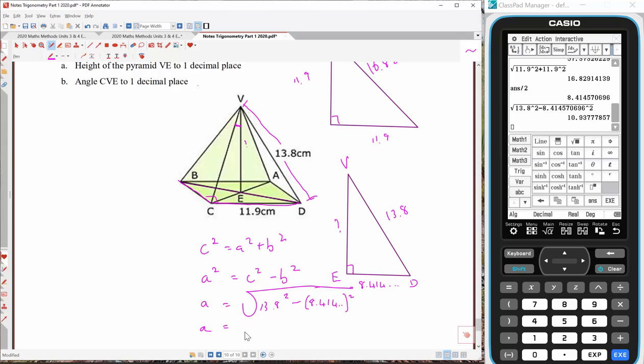10.93. So height of the pyramid VE, correct to 1 decimal place, is 10.9 centimeters, rather small pyramid. Angle CVE. So angle CVE is going to be exactly the same as angle DVE. So let's find out angle DVE, which is this angle here, theta.